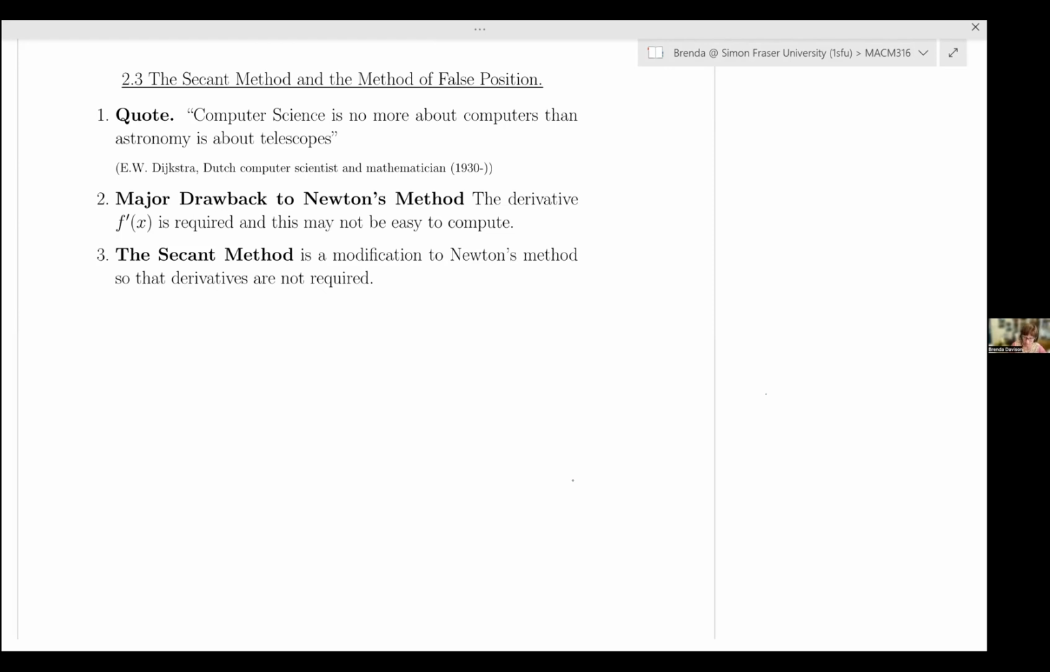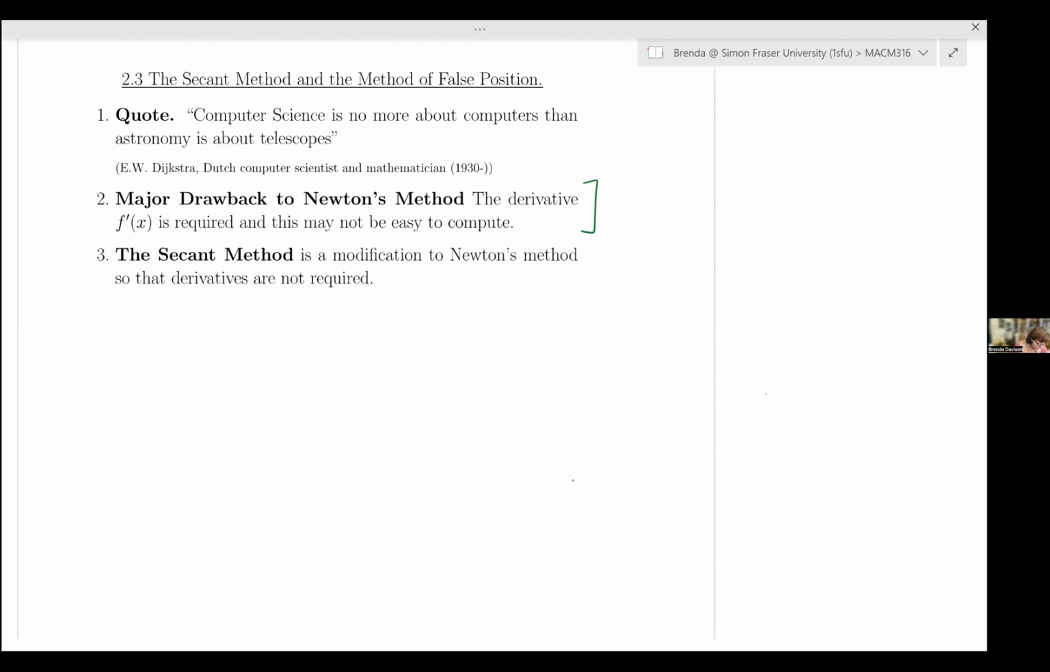Let's note that the major drawback to Newton's method, which we saw was a quadratically converging root finding method, is that you need the derivative, and that might not be easy to compute. So what the secant method does is it allows us to modify Newton's method so that we don't need the derivative. Basically, we're going to use the secant line approximation to the tangent line.